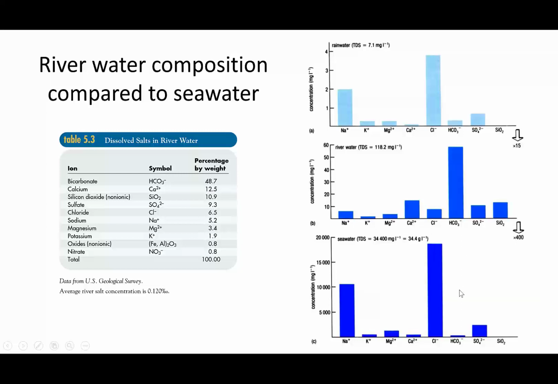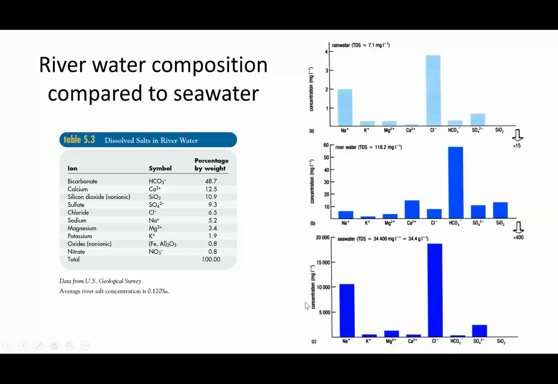Now compare that to seawater, and we can see, as we've noted before, the sodium concentrations and the chlorine concentrations are much higher, with lesser sulfate. The relative concentrations of the salt entering the ocean is very distinct from the actual composition of the ocean itself. And those differences really reflect the residence times of the elements in the ocean.